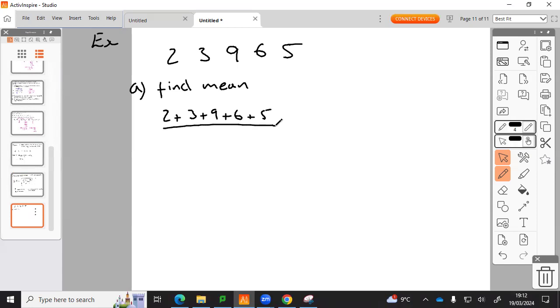In this instance, we don't need to numerically set them out, so it's a little bit easier in that case. And 5 is just the amount of numbers. There's 5 numbers. So in this case, 5, 10, 16, 25, so that'd be 25 over 5. The mean is 5.